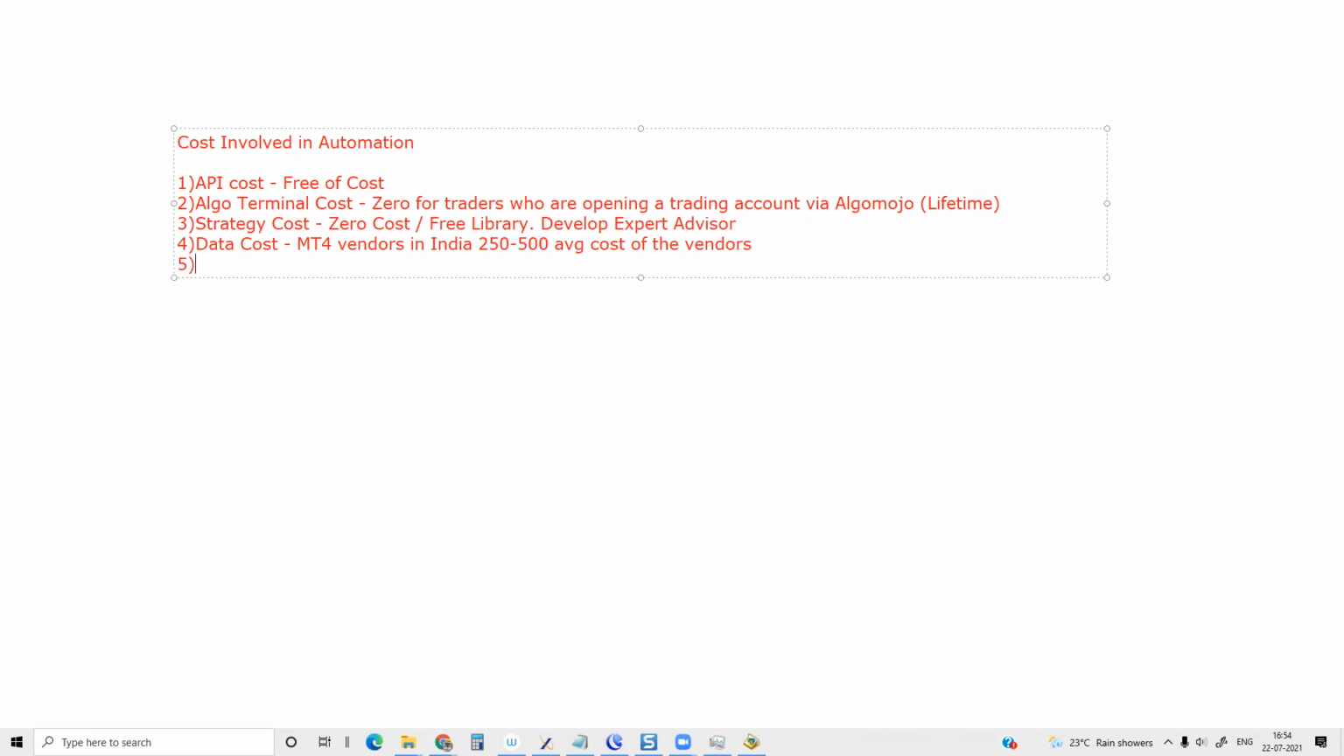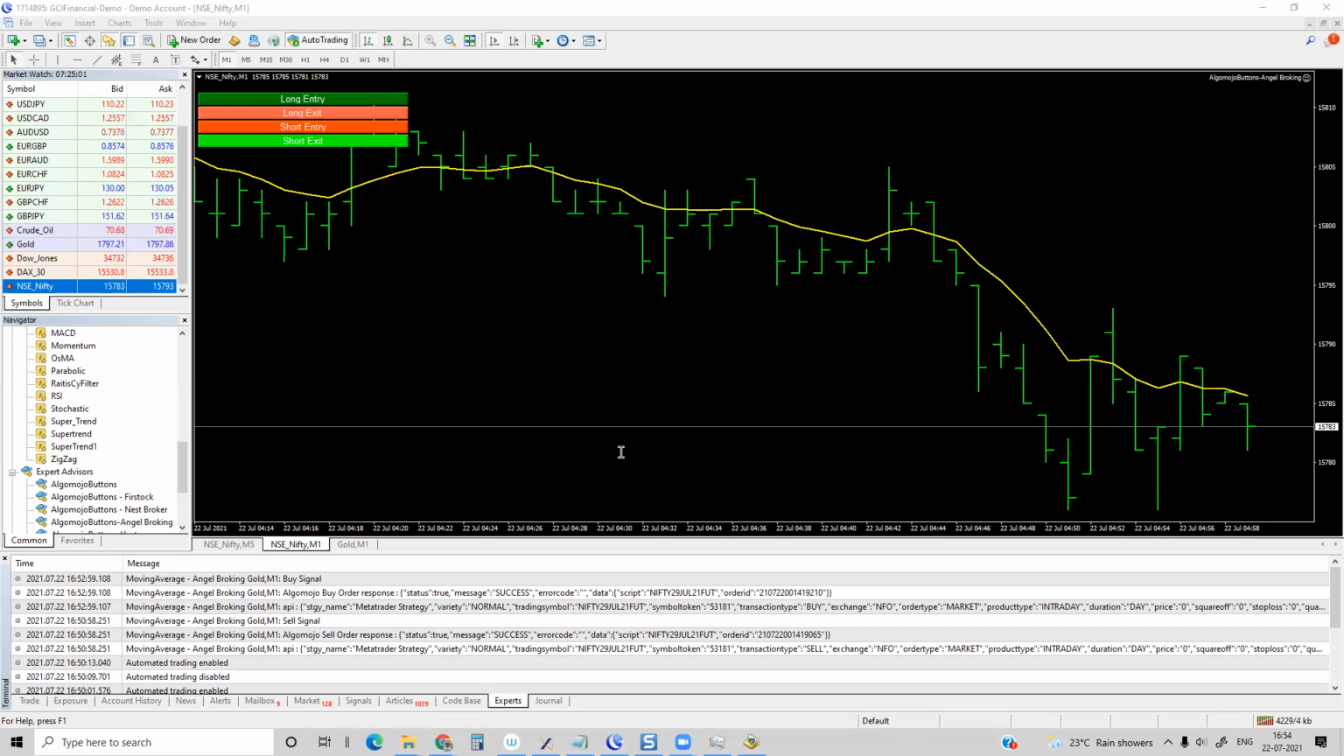And then number 5, if you're running on your local PC, then there won't be any additional costing. If you're running on a VPS, then absolutely zero charges over here. Or in case you want to run in a VPS kind of environment, I'm going to show you one of the VPS environments here.